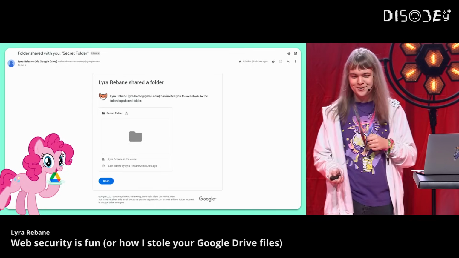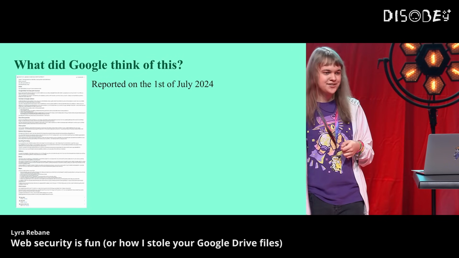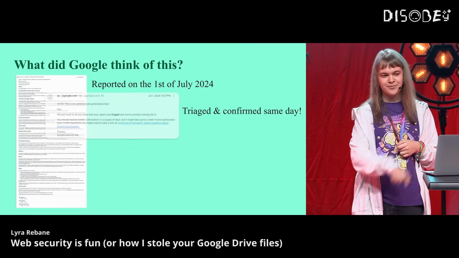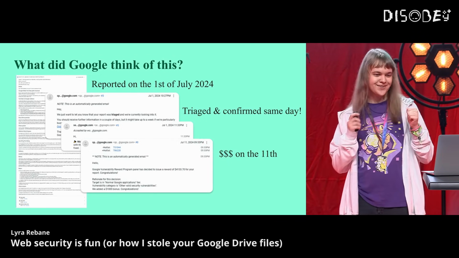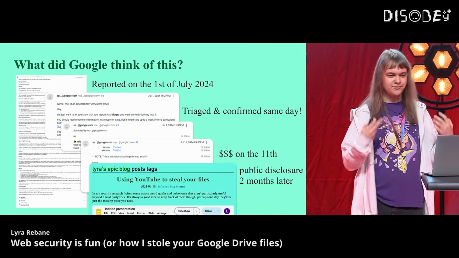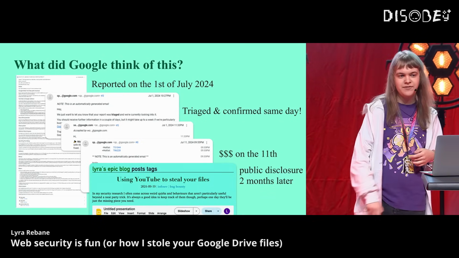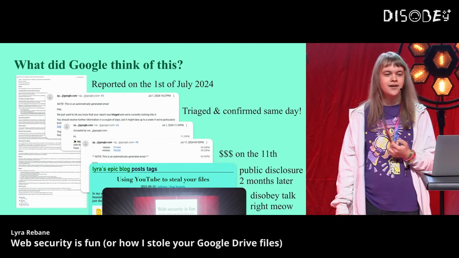All right, so what did Google think of this thing? I submitted it to them in July of last year. They got back to me on the same day, and a couple of weeks later, they gave me the bounty. A couple of months after that, I came out with a blog post, and then in February 2025, I think I did some talk on some stage.